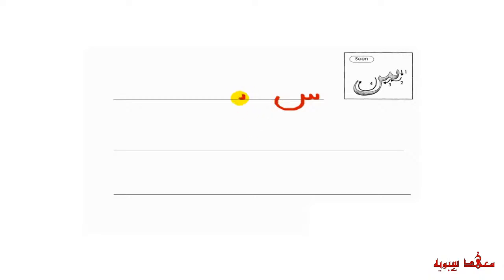Once again. So when it comes in the beginning of a word, it's as follows. And then this joins on. In the middle, so there's a letter before it, and then. And at the end of a word, it's as follows. So there's a letter before it, and then it's like this. So similar to the isolated forms.